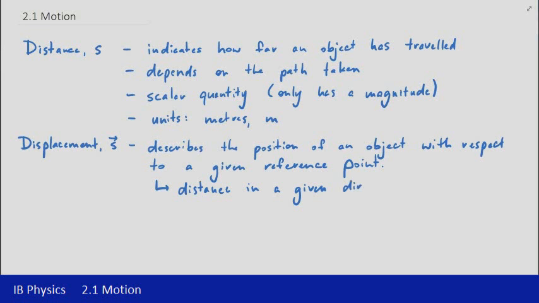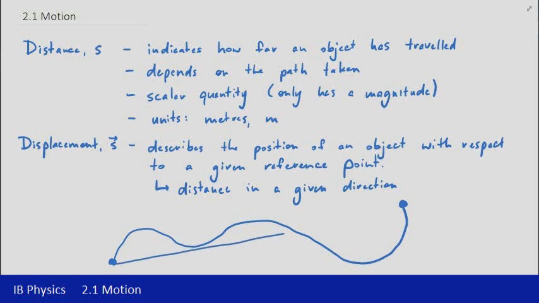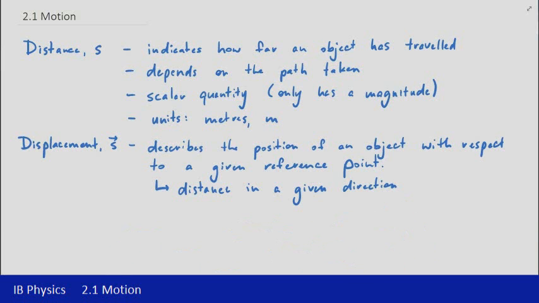With the idea here of distance in a given direction, the distance aspect is slightly different. With distance, if you start at this point and walk a particular path and end up at this location over here, the distance that you travel would be the length of that squiggly line. Your displacement would be the straight line distance between those two points, the shortest distance between them.